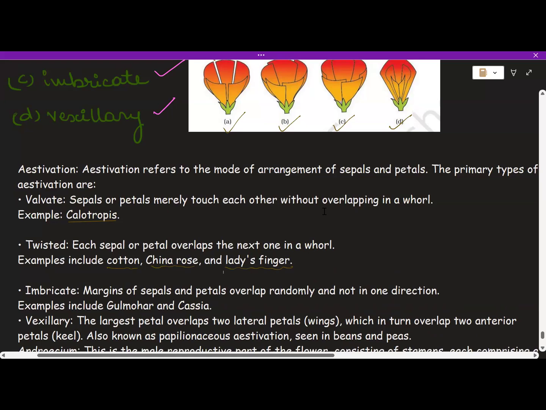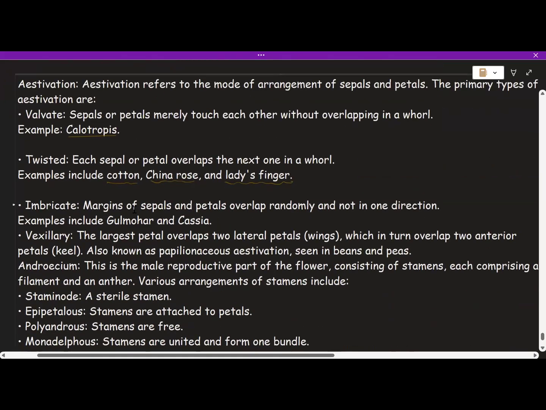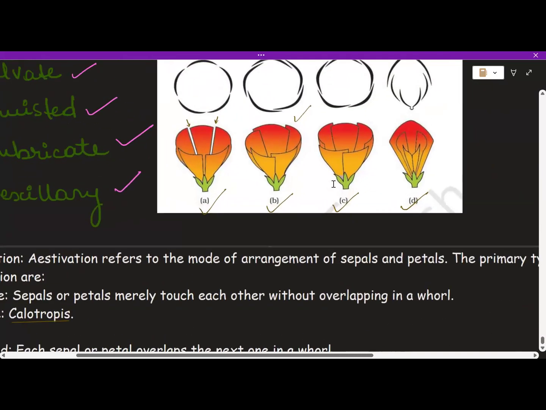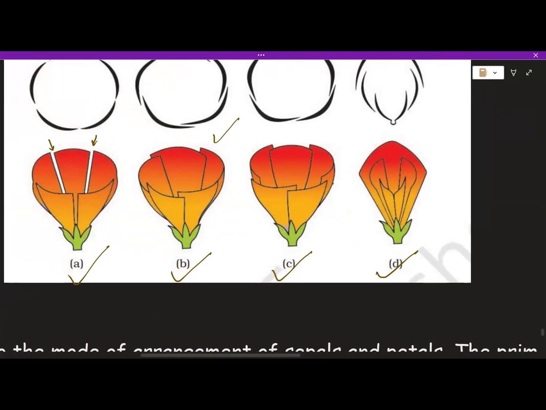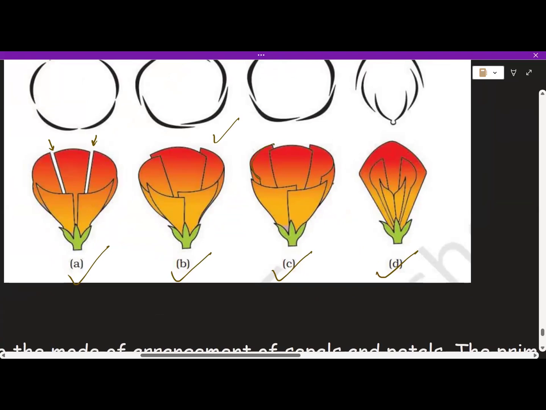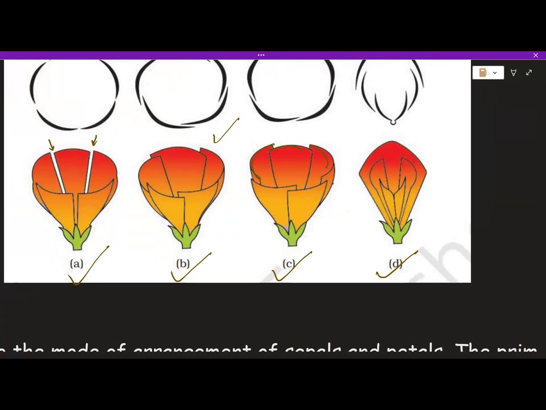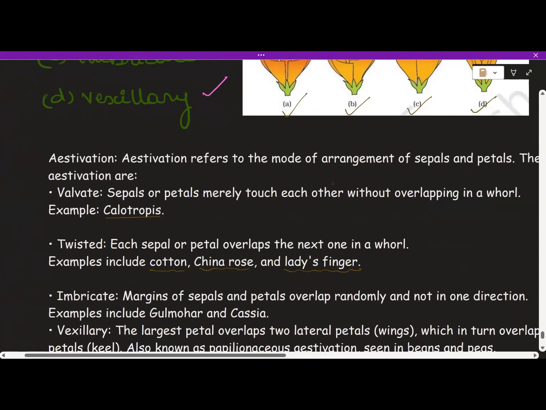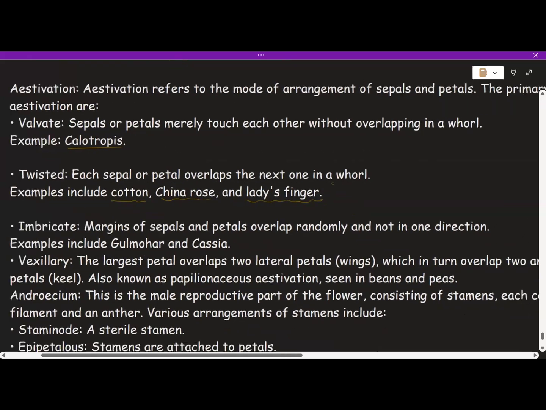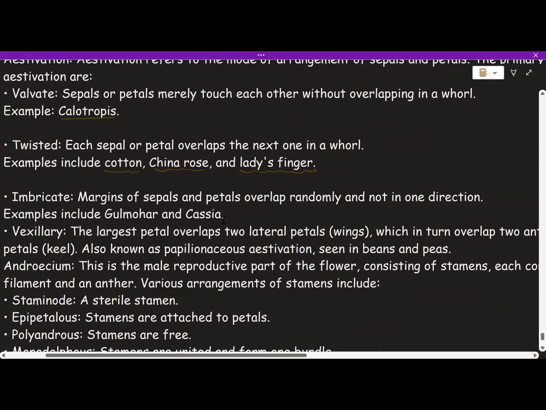Then the third estivation is called imbricate estivation. If you see over here, in this case there is a very prominent overlapping present, right? From here, from here, from here. Prominent overlapping is there, but there is no direction that is being followed. It is random overlapping of petals. So this is the kind we mention in the case of imbricate.